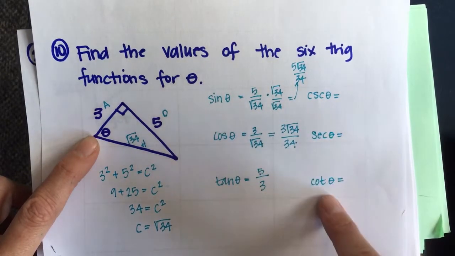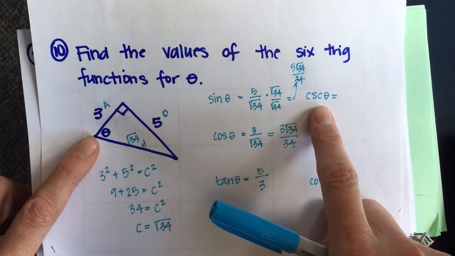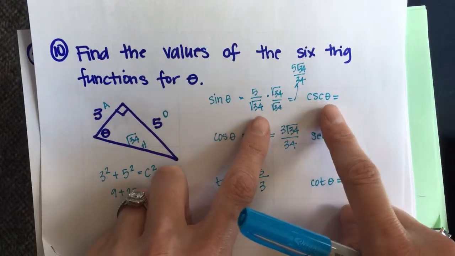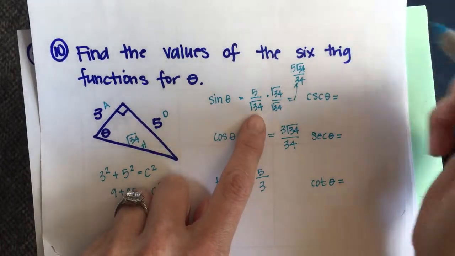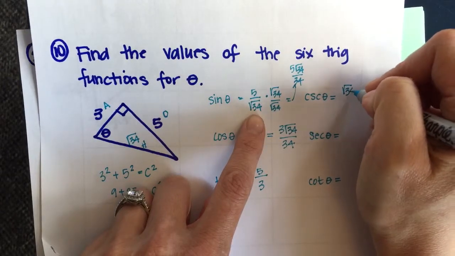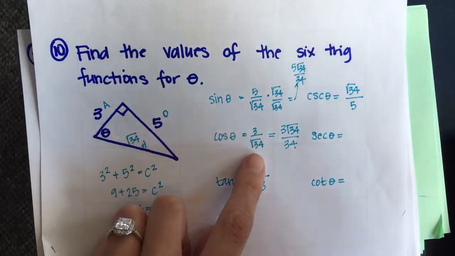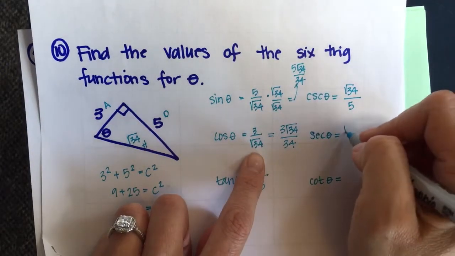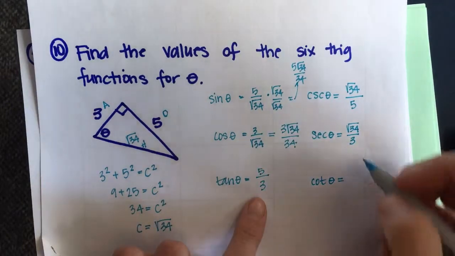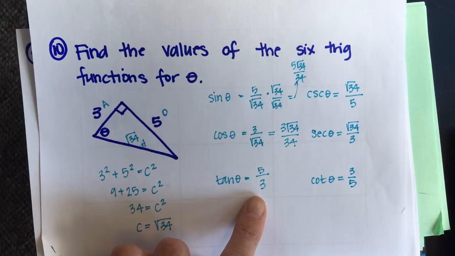When you do your reciprocals, you can look at your flip sheet and look up that cosecant is the hypotenuse divided by the opposite, or if you know that they're reciprocals, you can flip them. So if I take the reciprocal of the sine function, do it before you rationalize, radical 34 over 5. Secant is the reciprocal of cosine, so the reciprocal is radical 34 over 3. Cotangent is the reciprocal of tangent, 3 over 5.